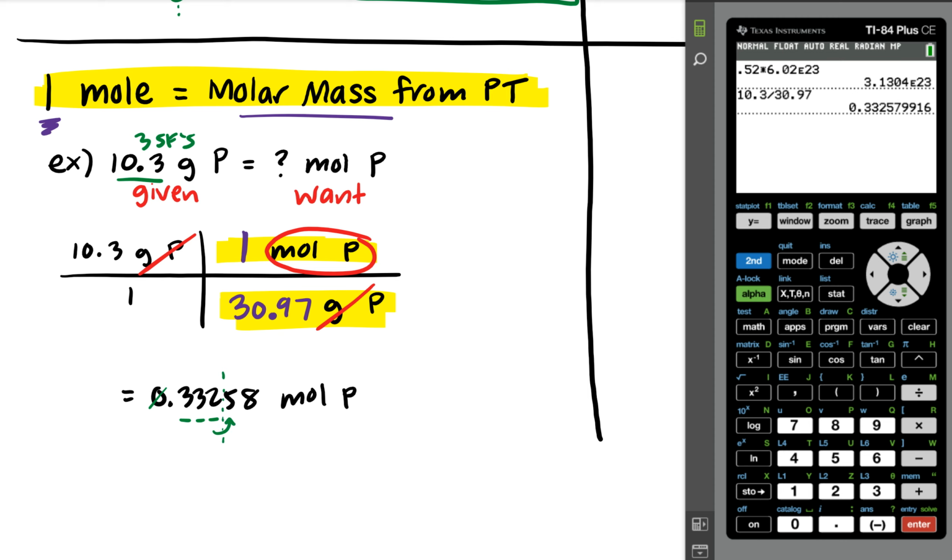I look behind. There's a 5 after our dividing line, so that means I need to round up. So our final answer rounds up to 0.333, and I just copy our units, moles of phosphorus.